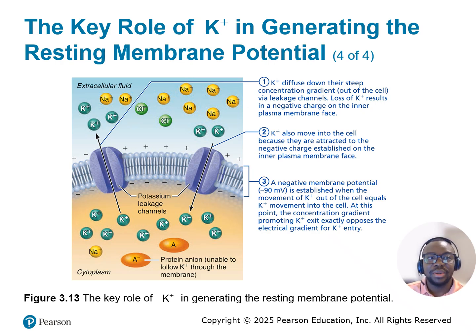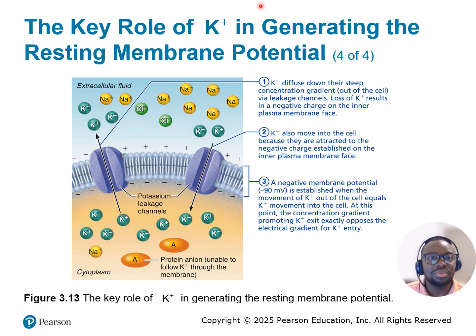There are many kinds of ions found inside and outside the cell. However, the resting membrane potential is determined mainly by the concentration gradient of potassium ions and by the differential permeability of the plasma membrane to potassium. The cell cytoplasm contains more potassium ions than the extracellular fluid. The cytoplasm also contains protein anions that are unable to follow potassium through the plasma membrane. As you can see from this diagram, the inner face of the plasma membrane has a negative charge, while the outer face of the plasma membrane has a positive charge.